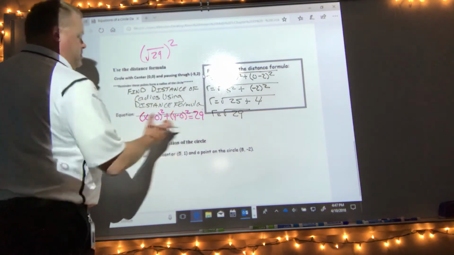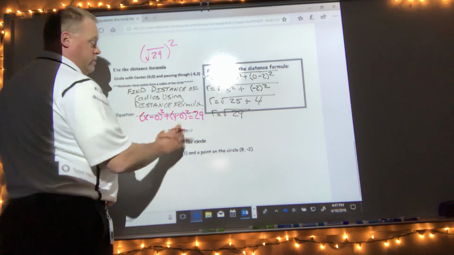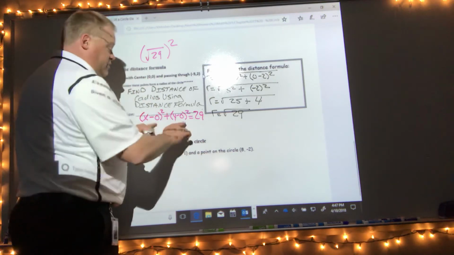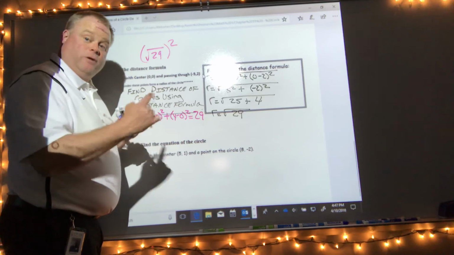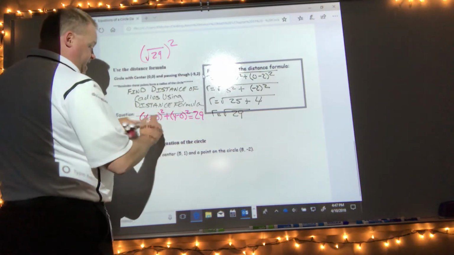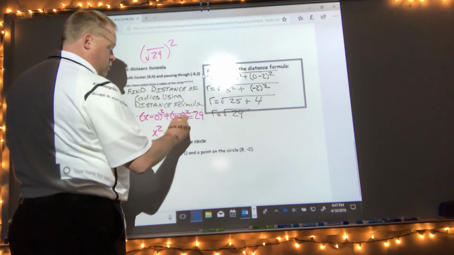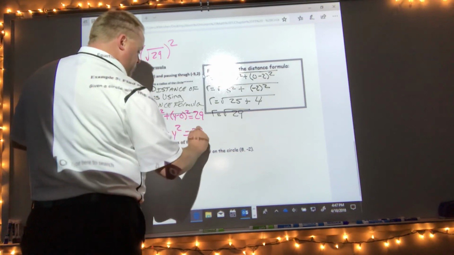Now let's clean this up a little bit. Notice that this is x minus 0 squared plus y minus 0 squared. We're never going to write that. With a center at 0, 0, 0 on the x, 0 on the y, you're going to see that instead of x minus 0, you're just going to see x squared. Y minus 0, you're just going to see as y squared. And that's going to be equal to 29.